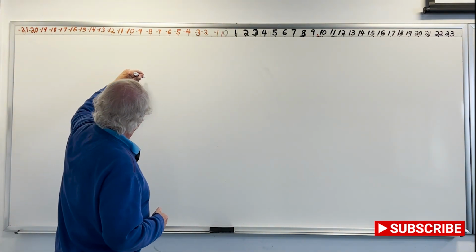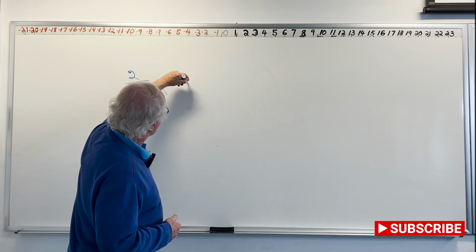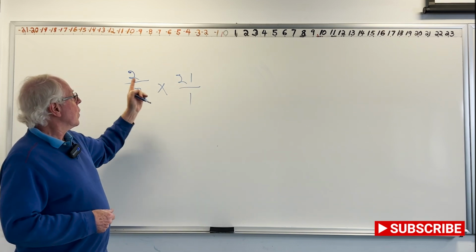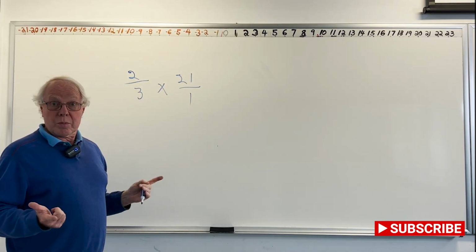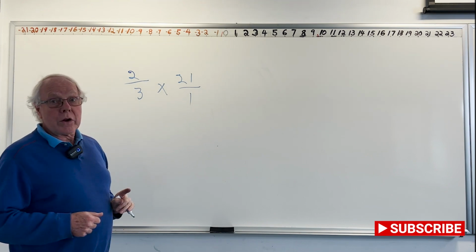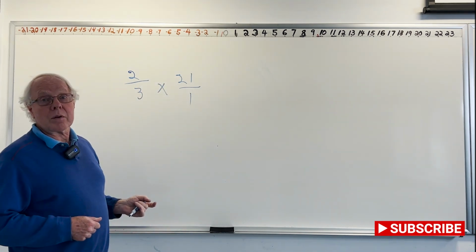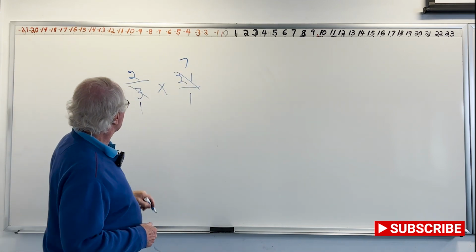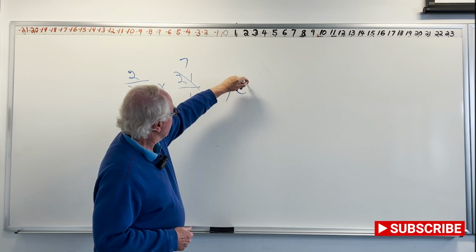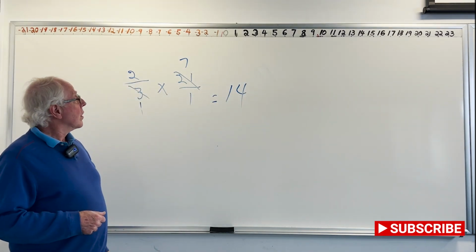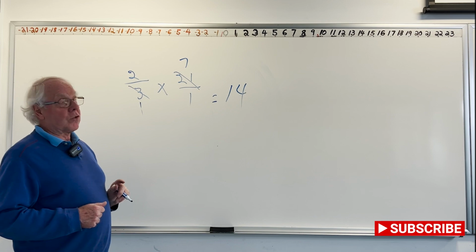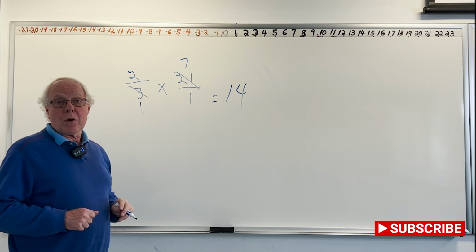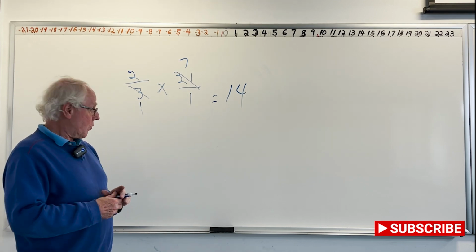2/3 times 21. So we don't want all of 21. We just want 2/3 of 21. So it's going to be less. See any canceling we can do here? Yeah, because 3 goes into 21. Okay, 3 goes into 3 once. 3 goes into 21, 7. And then we get our answer of 14. So all of 21 is 21. 1/3 of 21 would be 7. And 2/3 of 21 would be 14. So it all makes sense.